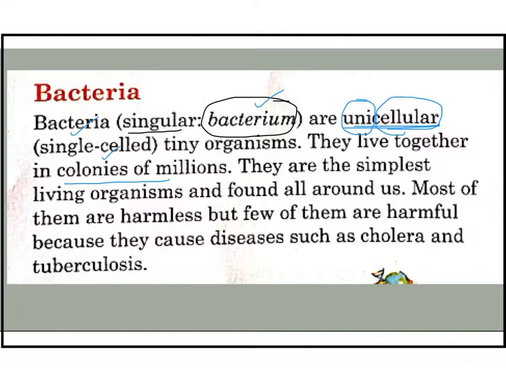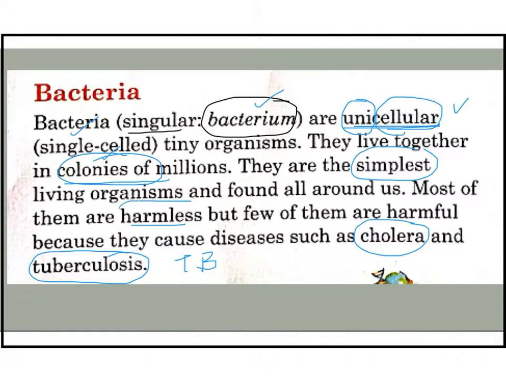Most of the bacteria are harmless to us. They do not harm human beings, but there are a few bacteria that cause certain diseases in human beings like cholera and tuberculosis. Tuberculosis is called TB in short form. Clear, students? So bacteria are unicellular, they live in colonies, and they are the simplest living organisms. Most of them are harmless, but a few cause diseases like cholera and tuberculosis.